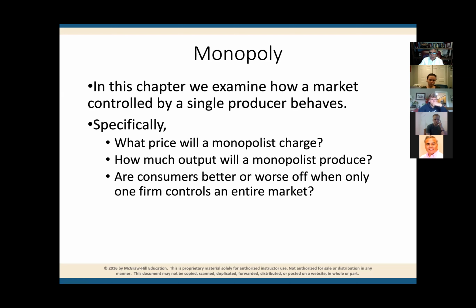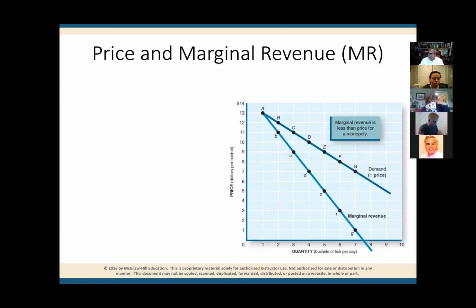So the question is, are consumers better off or worse off when we only have one seller? If there was only one gasoline station in town, do you think the gasoline station is going to take care of us and sell the gasoline at a lower price? And the answer is no. So monopolies tend to take advantage of consumers. But monopolies have a problem.